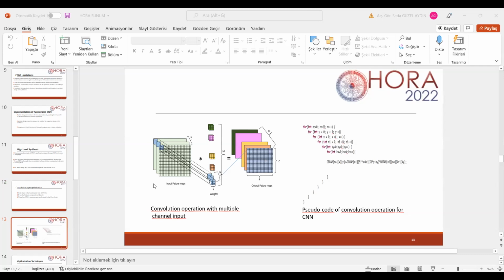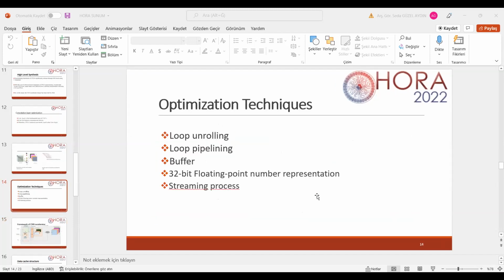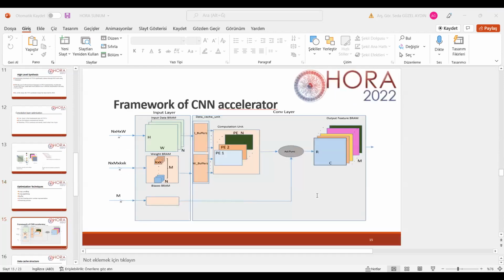Input with multiple channels. This is the pseudo-code of the convolution operation for CNN. We use loop unrolling techniques, loop pipelining techniques, buffers, and 32-bit floating point number representation for data, and we use a streaming process.